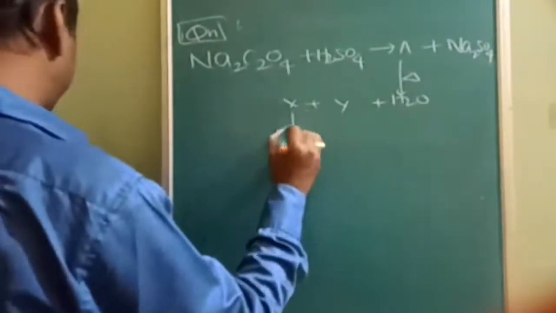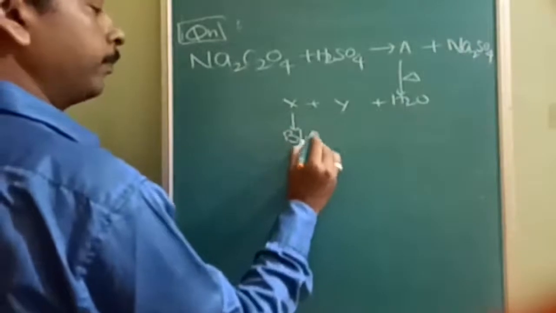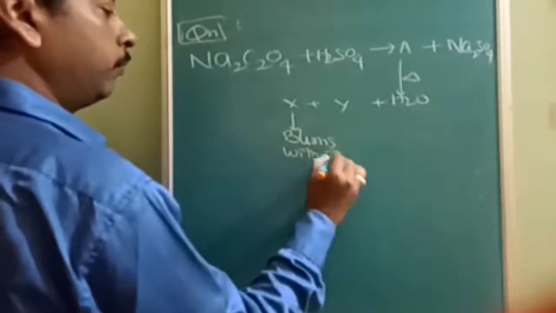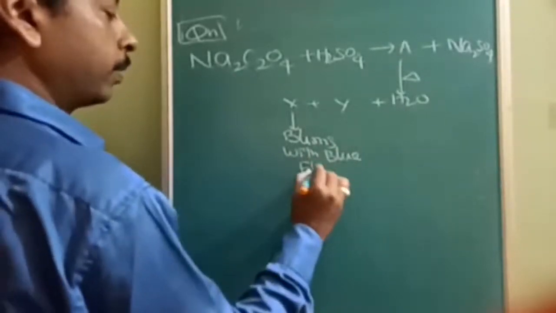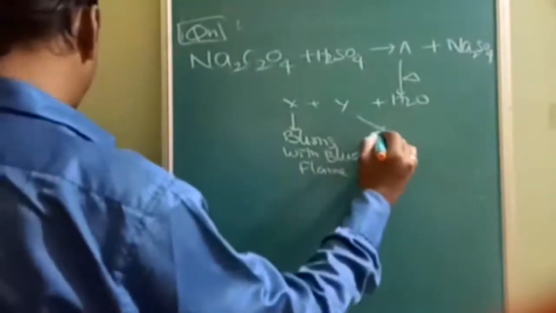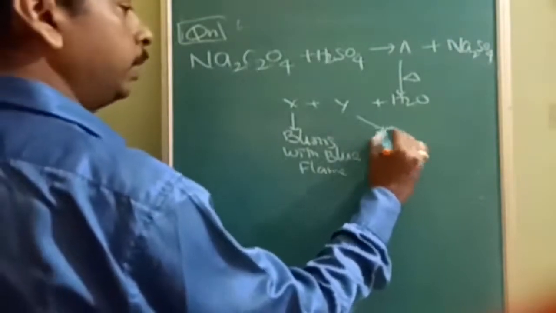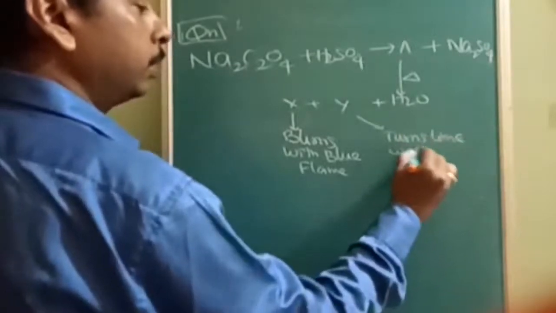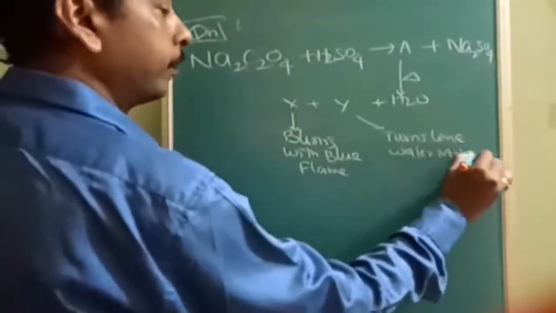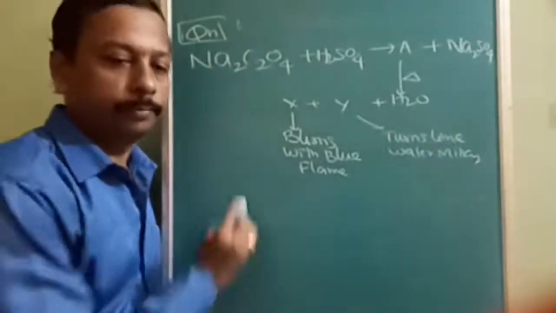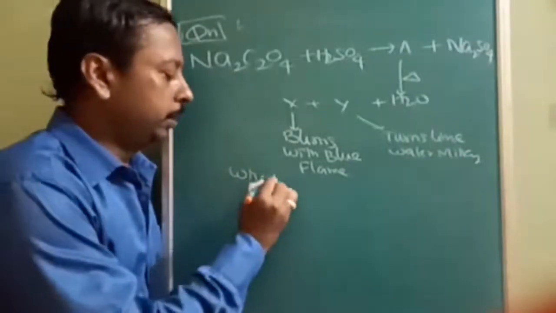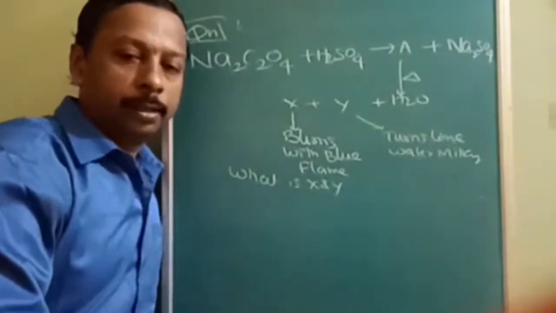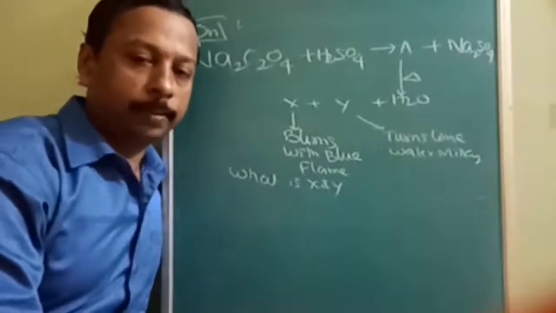So X burns with a blue flame, and Y turns lime water milky. Identify X and Y. The question is, what are X and Y? Okay, is this question clear? You can give it a try, then listen to my explanation.